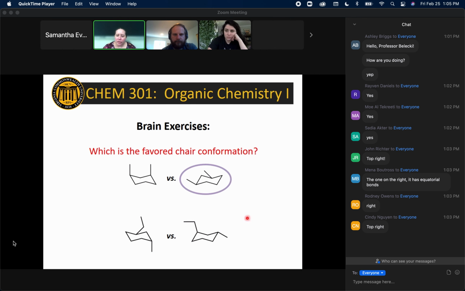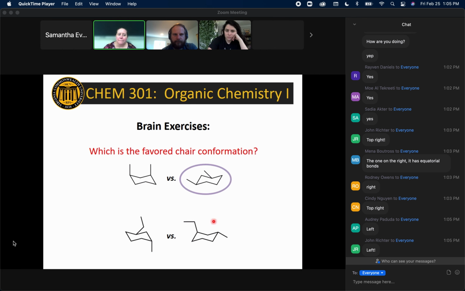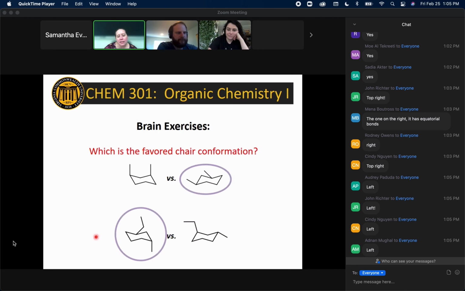So which one is favored here? Yeah, good. You guys are on your game today. It is indeed the left version that's favored. And again, the dictating factor here is sterics. Because an ethyl group is bigger than a methyl group, that ethyl group will determine which chair conformation is favored. And that ethyl group, because it is bigger, will want to be in the equatorial position. And that's the situation that we have with the chair form shown on the left.